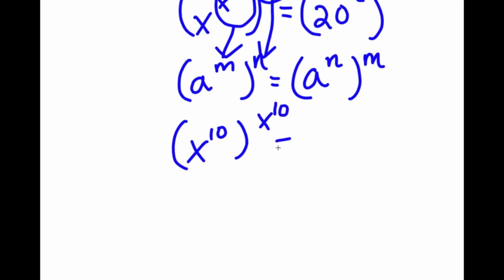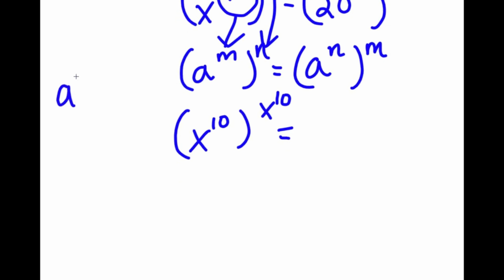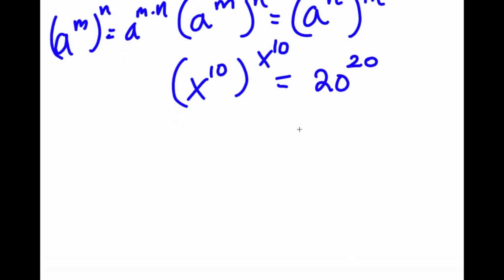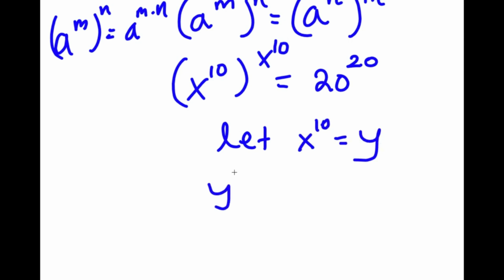And also, if I have something in the form a to the power of m to the power of n, this is equal to a to the power of m times n. So this is the same thing as 20 to the power of 2 times 10, which is 20. Now I'm going to let x to the power of 10 equal to the variable y. So now I have y to the power of y is equal to 20 to the power of 20.